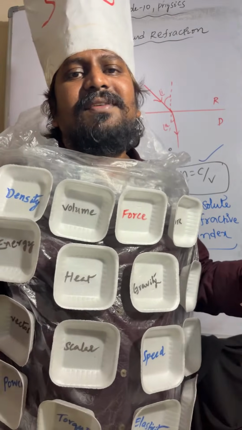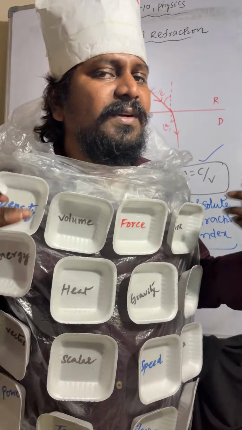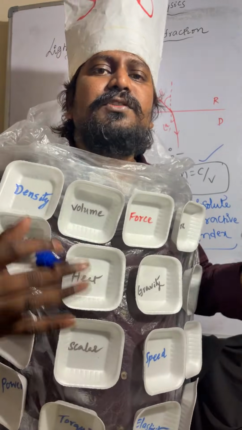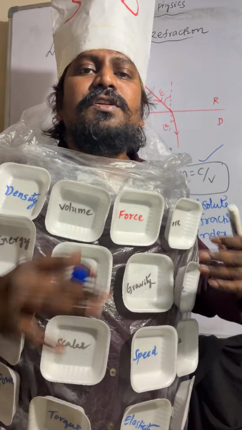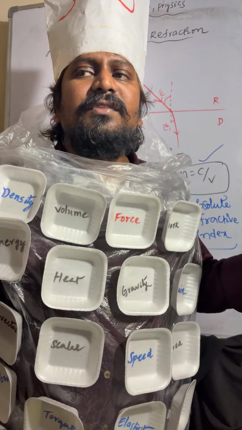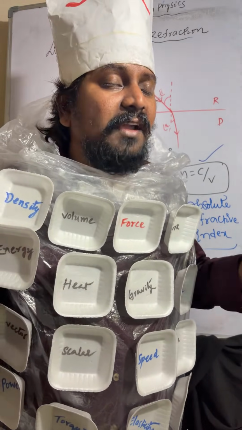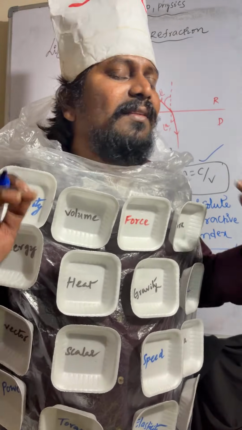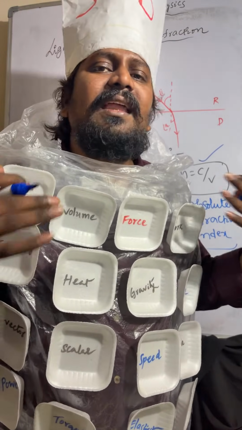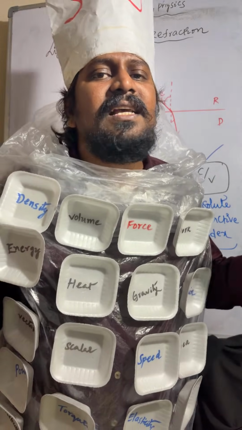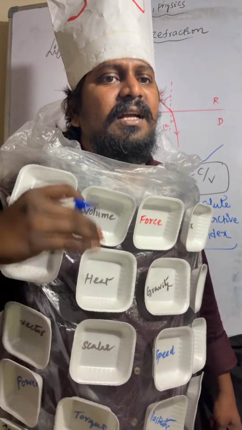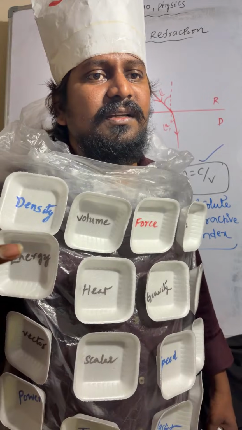Coming to absolute refractive index, it is the speed of light in vacuum and the speed of light in the medium. When it comes to relative refractive index, you should not consider vacuum or air; you can take any medium, and then we say that is relative refractive index. Understood?